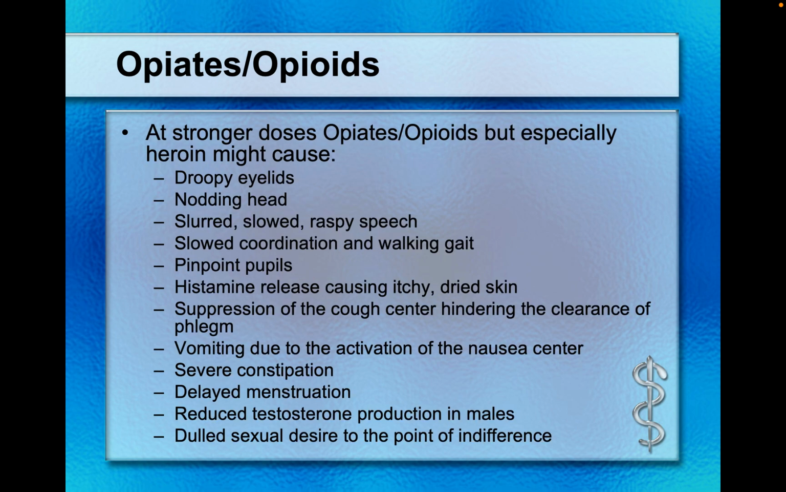At stronger doses, opioids, but especially heroin, might cause droopy eyelids, nodding head, slurred, slowed, raspy speech, slowed coordination, and walking gait. Oh my God, I'm on opioids. Pinpoint pupils, of course, as I said before. Histamine release causing itchy, dried skin. Suppression of the cough center hindering the clearance of phlegm. Vomiting due to the activation of the nausea center. Severe constipation. Delayed menstruation. Reduced testosterone production in males, dulled sexual desire to the point of indifference.